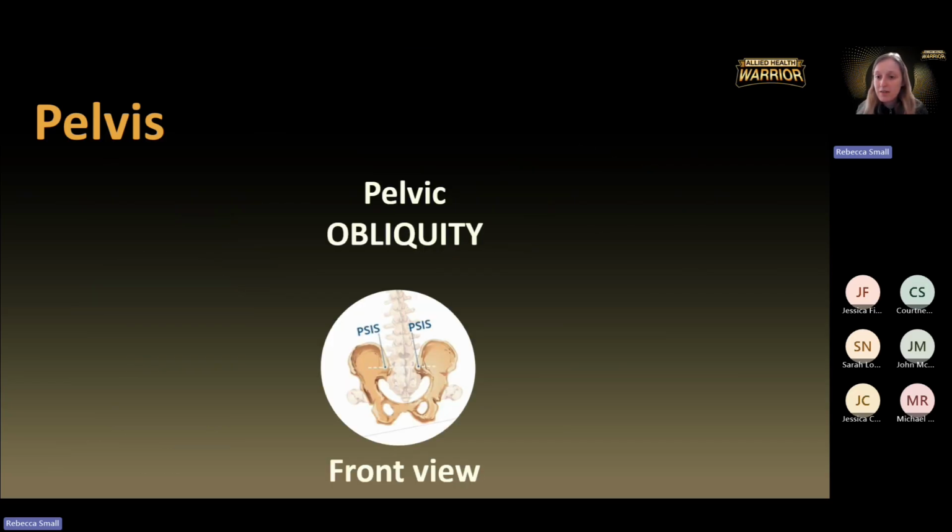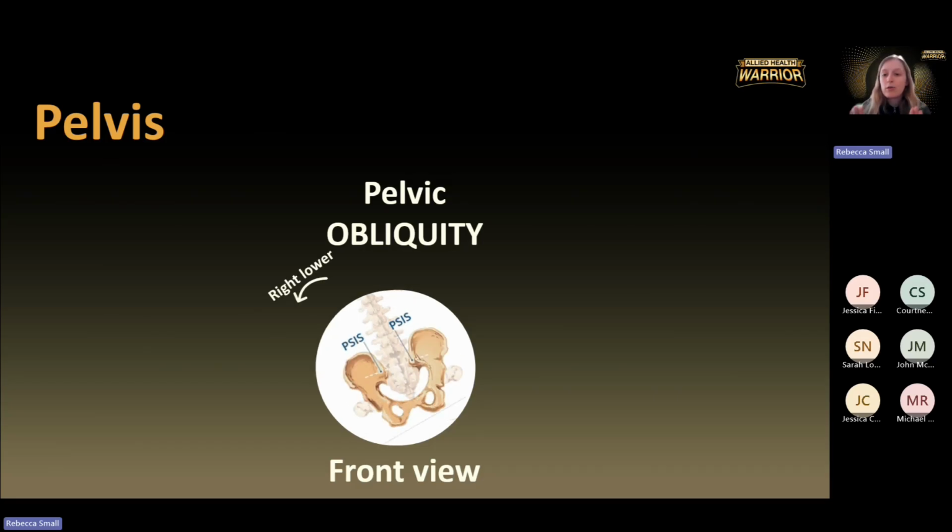From the frontal plane, we are looking at pelvic obliquity. So you can use either the anterior landmark or the posterior landmark, so ASIS or PSIS. For this example, we're using PSIS, so from the back. And then you're going to look at which one's higher or lower, or if they're level. They might be level, and that's fine.